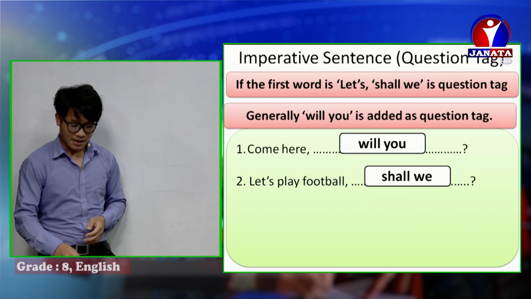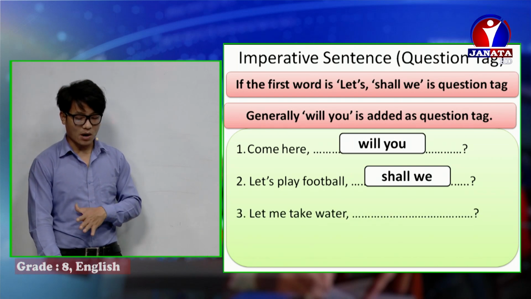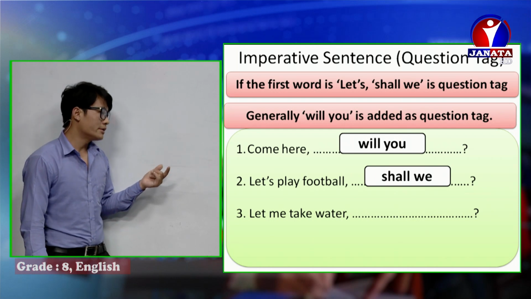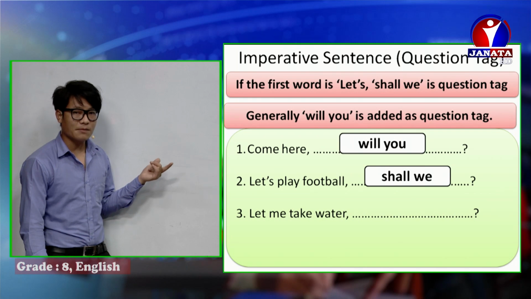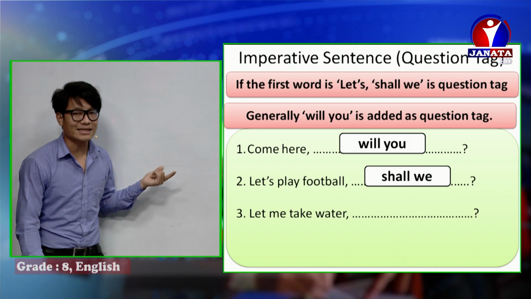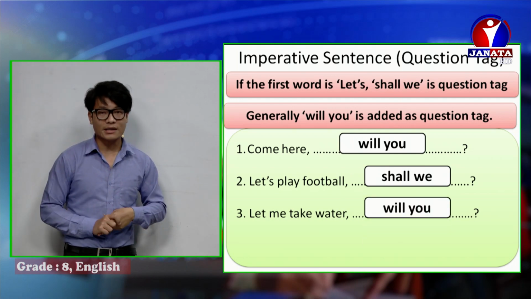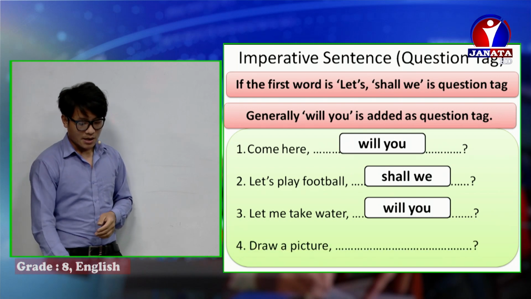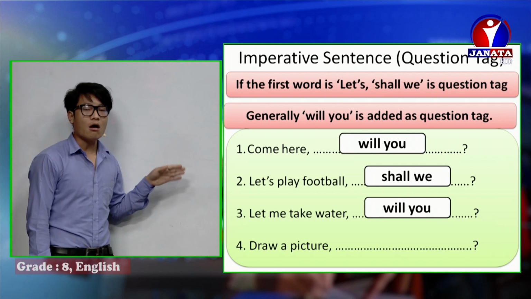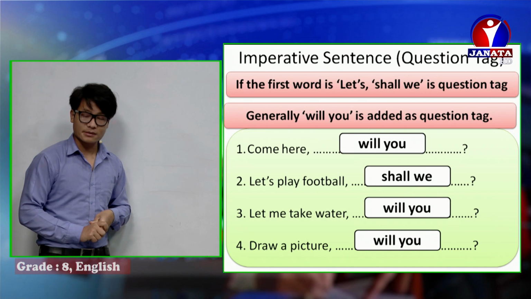Next, let me take water. You may get confused here. Actually, this is asking permission from the second person. This is not let's, this is let. Let me take water. That's why will you is the question tag. You can see the last example, draw a picture. Obviously the question tag is will you.